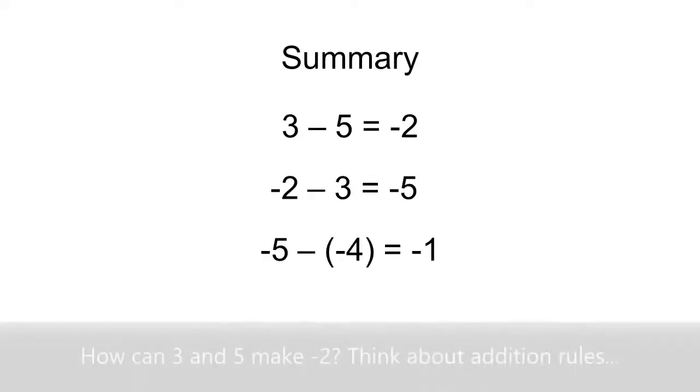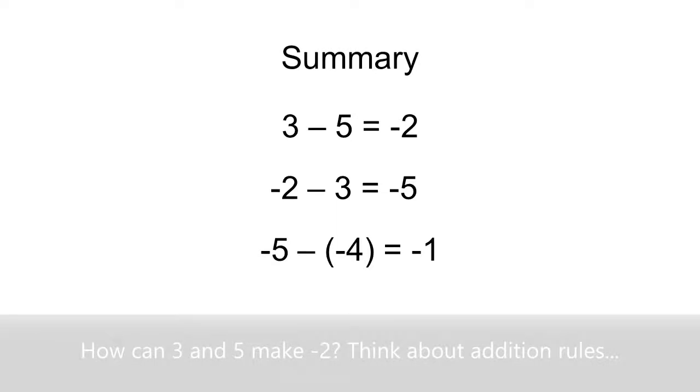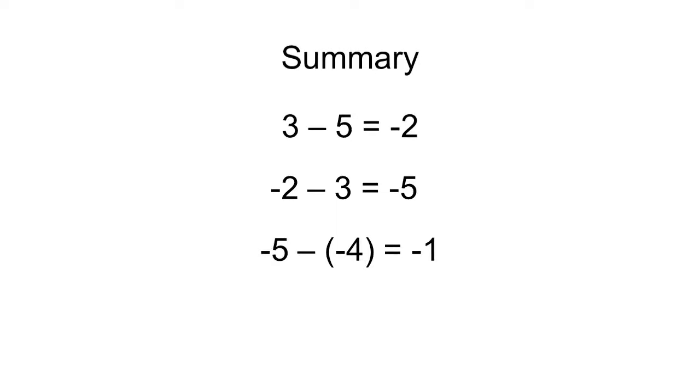Now these are just 3 examples that I'm giving you, and I just want to recap the 3 problems that we have. So the first example was 3 minus 5, and it gave us negative 2. The next example was negative 2 minus 3, and it gave us negative 5. And the final example that we had was negative 5 minus negative 4, and we ended up with negative 1.